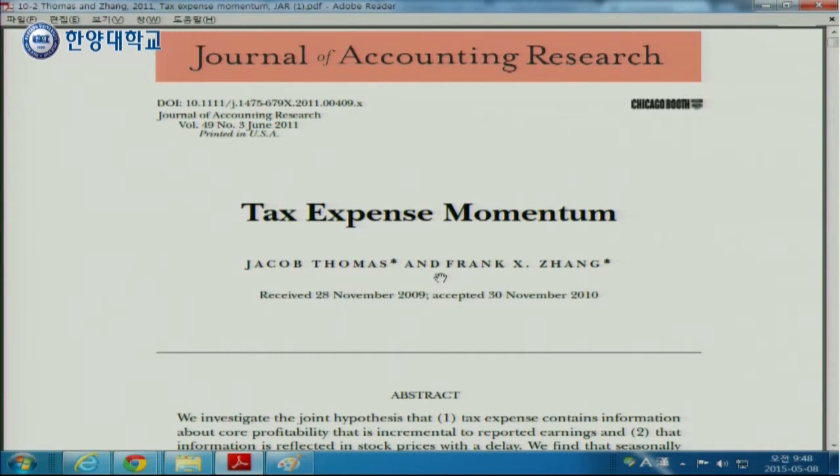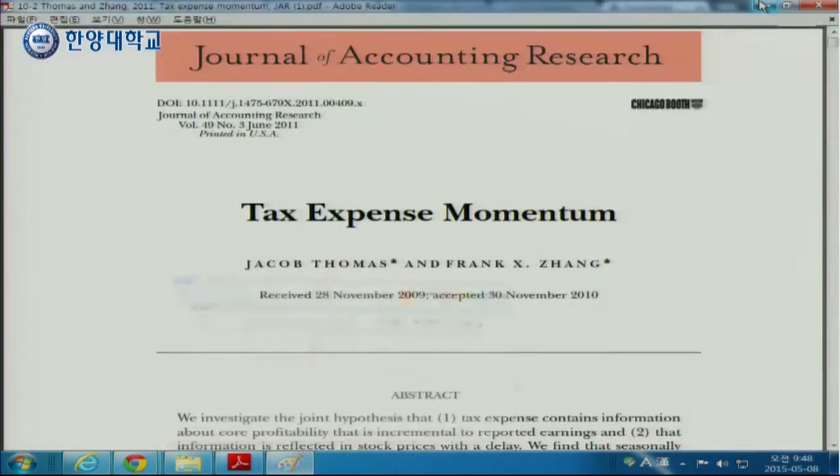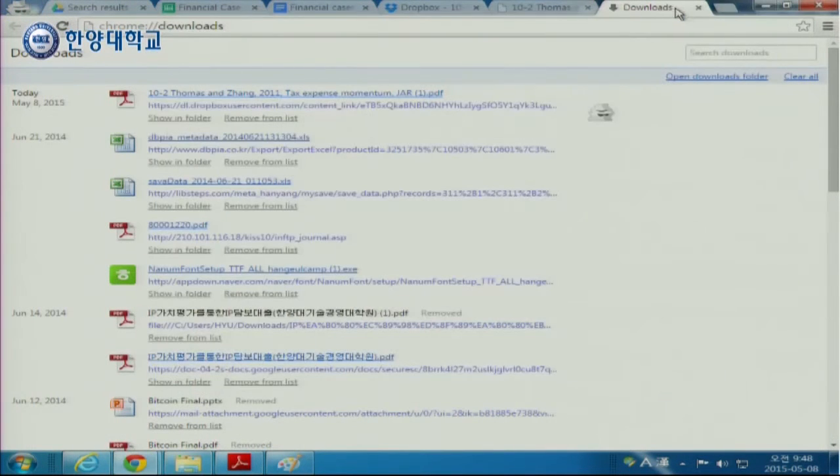Good. Then let's move to the next one, about market inefficiency and about trading. The next paper I want to introduce is about informed trading. In that paper they compare the performance of two stock accounts.